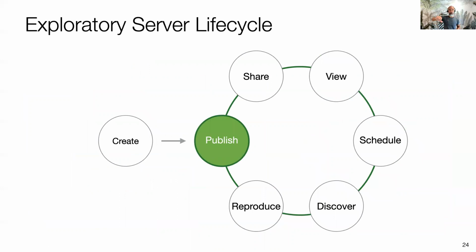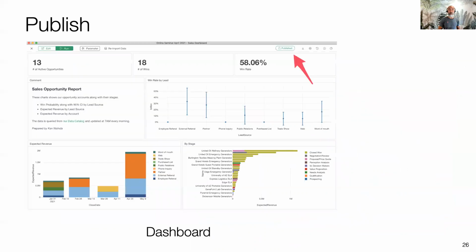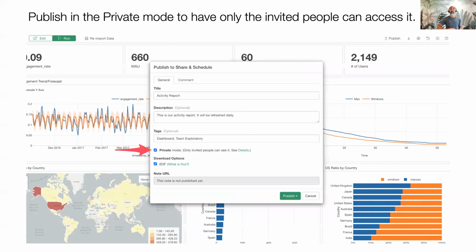Basically, you start with publish and share, view, schedule, discover, and reproduce. These are the things that you can do. So let's go back one by one. Publish: basically, all the things you create, you can publish and share. So data is one, note, and also dashboard, and then analytics, and all of them have a publish button. You click on it, and then you get the publish dialog and publish.